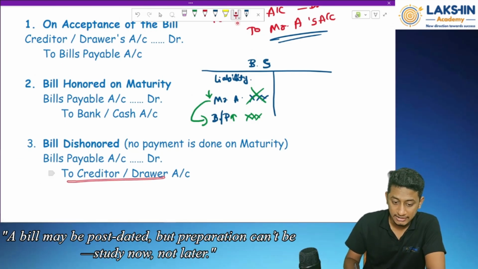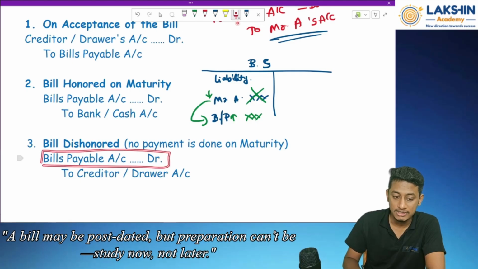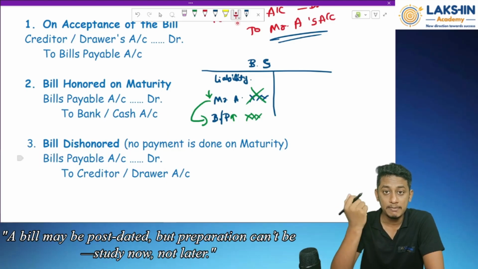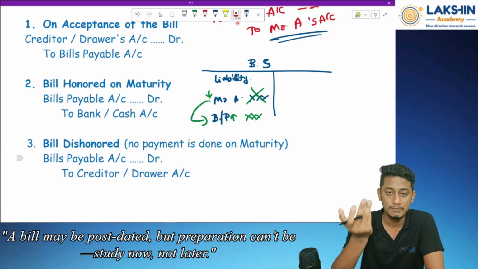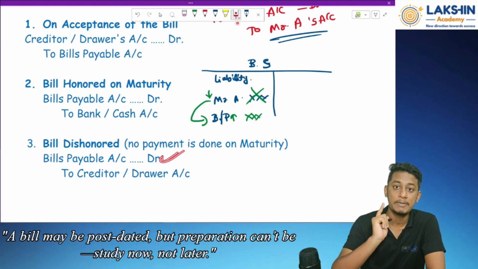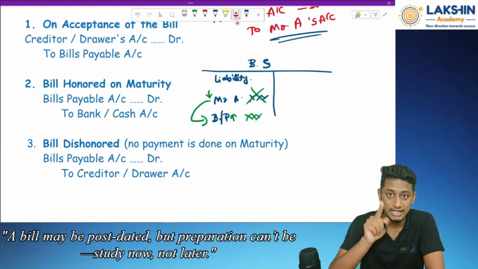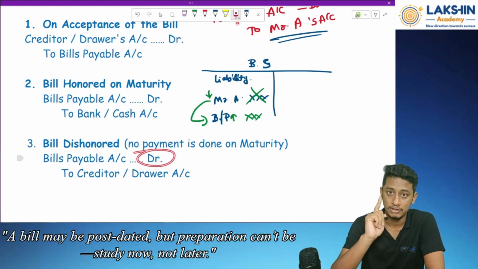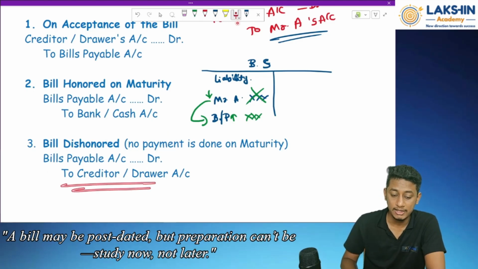So creditor's account is credited and bills payable account is debited. Why is bills payable account debited? Because whatever bill I had in my hand, I am not making a payment. Since the payment is not being done, the bill becomes invalid now. Because of this, I will reduce the value in the bills payable account in my books. On the liability side, I will reduce the value of bills payable. And whenever bills payable value reduces, liability reduces, and whenever liability reduces, I will debit the account. Clear?